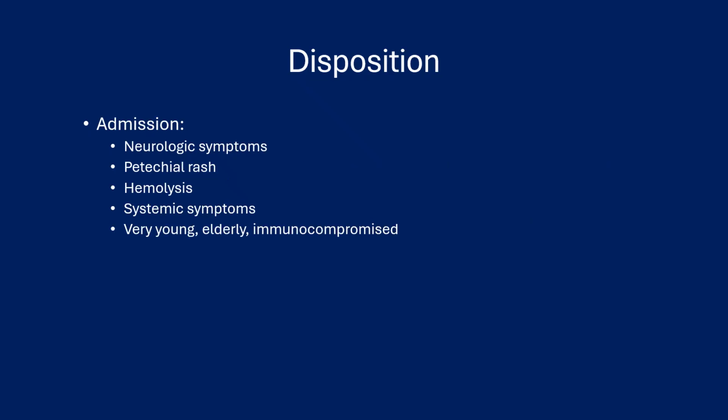Admission, I would typically admit if there were neurological symptoms, that petechial rash, again with Rocky Mountain spotted fever, hemolysis, or systemic symptoms such as fever, headache, neck stiffness, any of those symptoms, I'm typically going to admit those patients. Very young patients, elderly or immunocompromised would be higher risk patients, obviously.